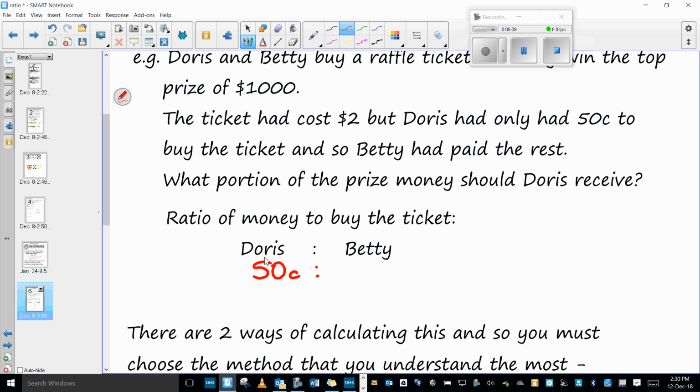The ticket cost $2. So 50 cents has been paid. So what's the remainder taking us up to $2? How many cents would take us to $1? She's paid 50 cents. How many cents takes us to $1? 50, yeah? And then, but it's $2. She paid how much?